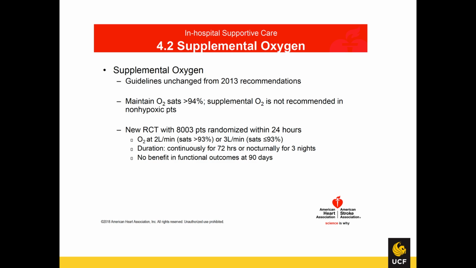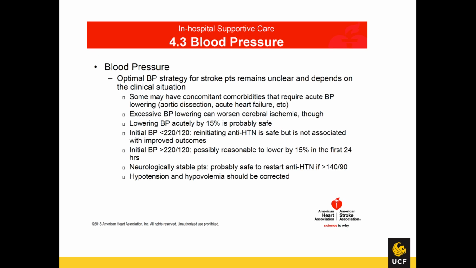A new RCT with 8,003 patients, so a very large N, showed that O2 at 2 liters a minute if the SAT was greater than 93, or 3 liters per minute if the SATs were less than 93, used continuously for 72 hours, or nocturnally, I should say, for 3 nights, showed no benefit. So really, guys, unless the O2 SAT is less than 94, supplemental oxygen therapy is not beneficial.